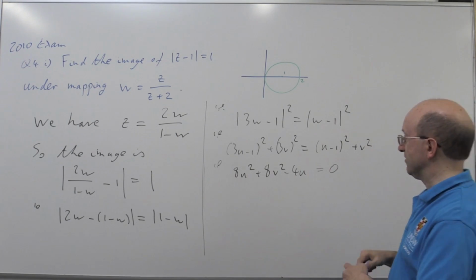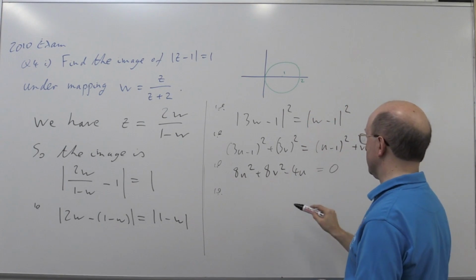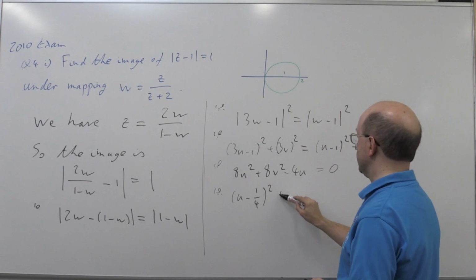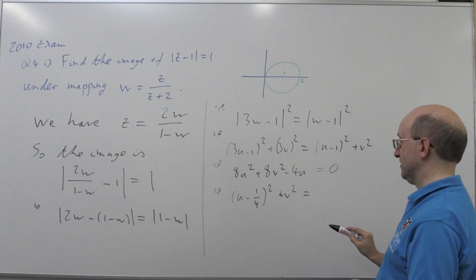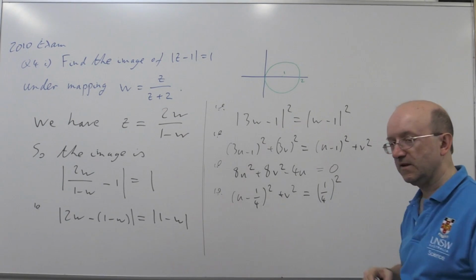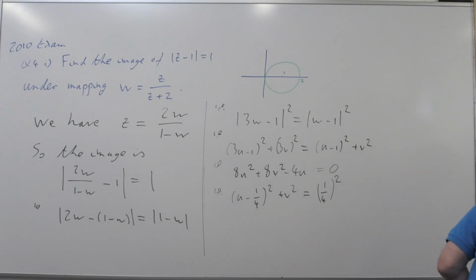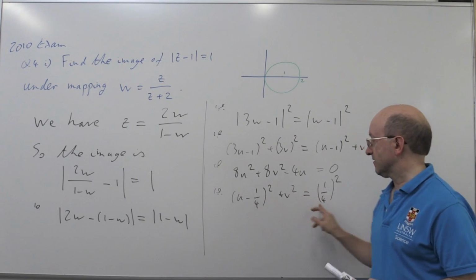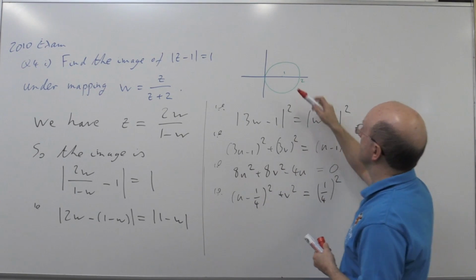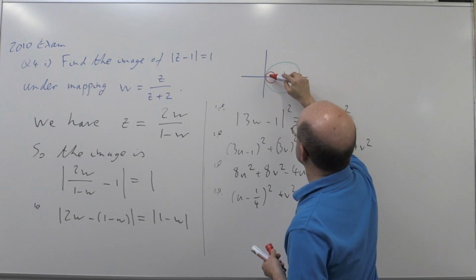Divide through by 8, complete the square. And that's going to be u squared minus a half u, so that's u minus a quarter all squared plus v squared equals, well, it's going to equal a 16th, otherwise known as a quarter all squared, which you can clearly see is a circle. Circle centered at w is a quarter, radius a quarter, so it's again going to go through the origin. So it's going to go, a little circle in there, the centre of the quarter.